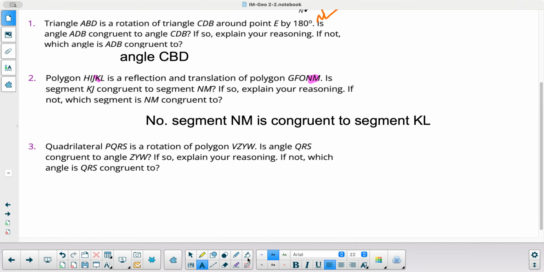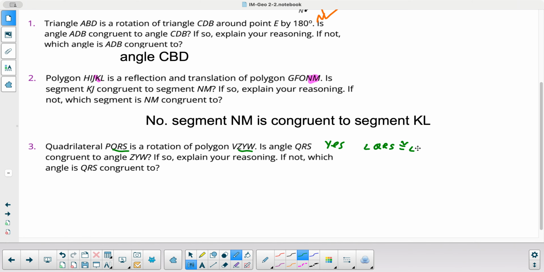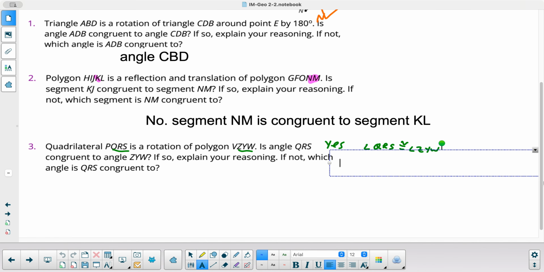So when I look at this, it's really important to look at the order of the letters. So QRS and ZYW, see how they're in the exact same spot? They are congruent. So this one would be a yes. Angle QRS is congruent to angle ZYW. My reasoning would be that in the congruency statement, they're in the same order.